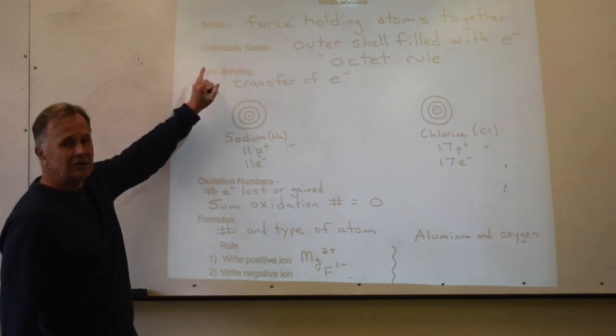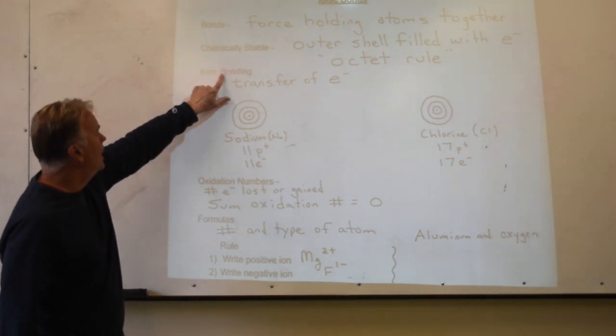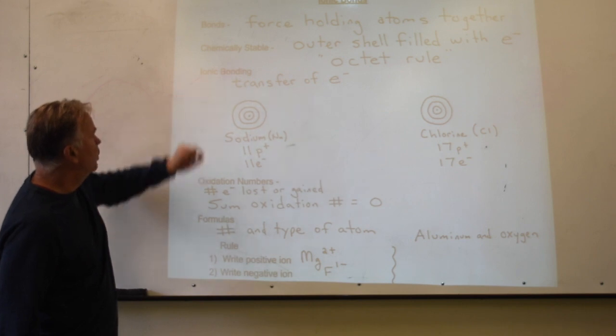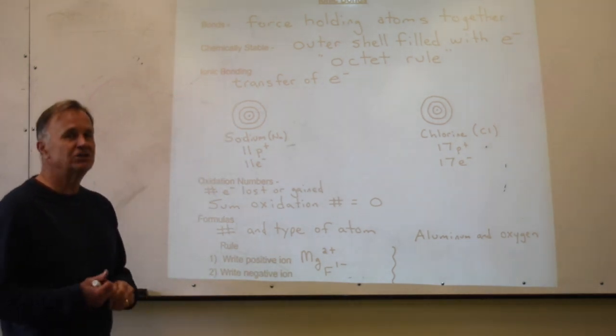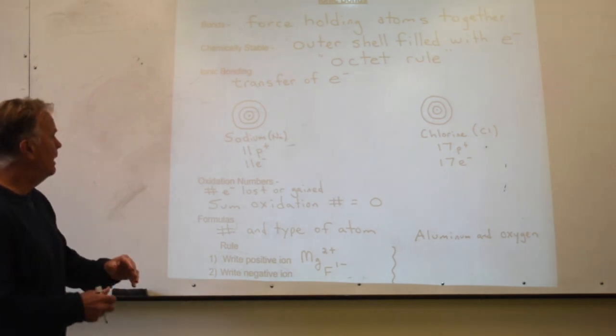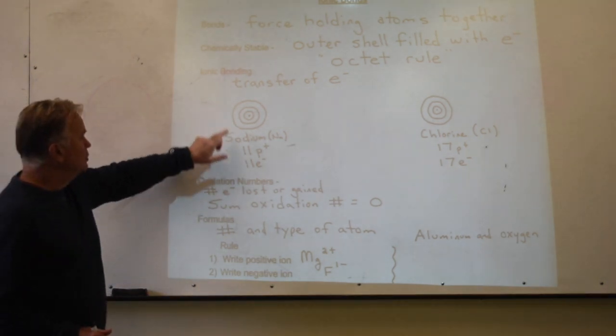All right. So ionic bond. That's what we're looking at today. Ionic bonds. Ions. So you form ions. It's due to a transfer of electrons. So our friend salt. We'll start off with sodium.